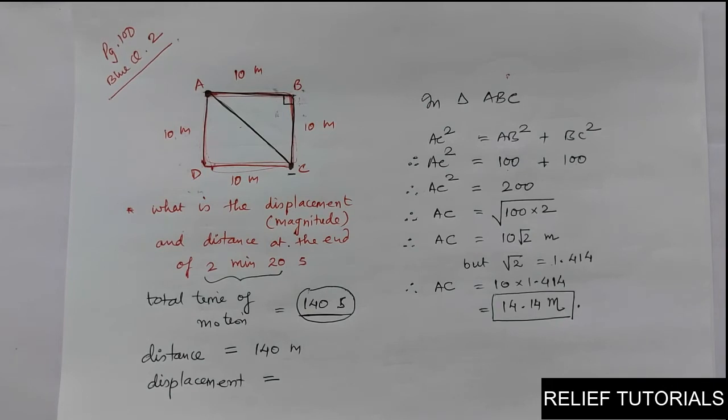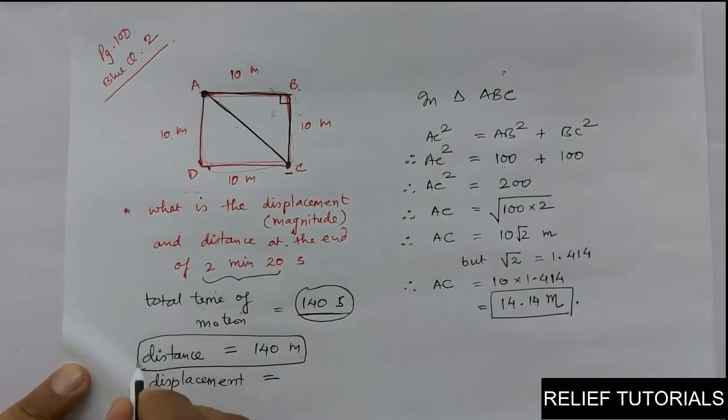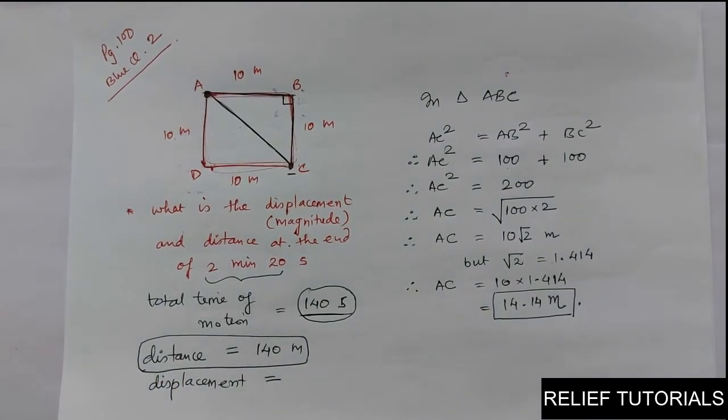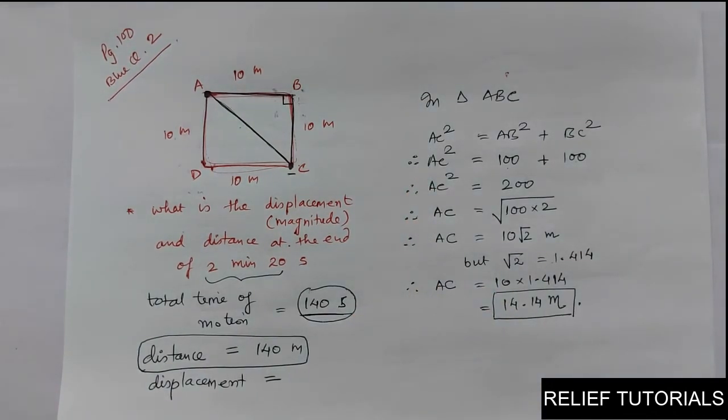Actually, in the question, they are just asking for the magnitude of displacement. Distance was not asked, but then also we have calculated the distance. Distance means simply the length of the total path followed by the particle. So here the displacement we can find with the help of Pythagoras theorem, and that AC we found as 14.14 meter.